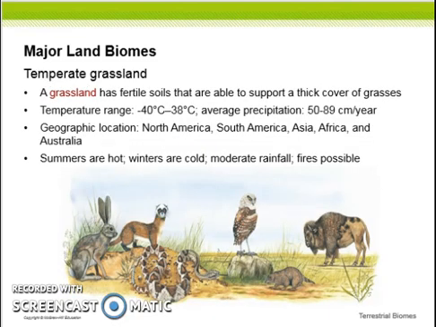Temperate grasslands. A grassland has fertile soils that are able to support a thick cover of grasses. Temperature range -40 degrees Celsius to 38 degrees Celsius. Average precipitation 50 to 89 centimeters a year. Geographic location North America, South America, Asia, Africa, and summers are hot, winters are cold, moderate rainfall, fires are possible.